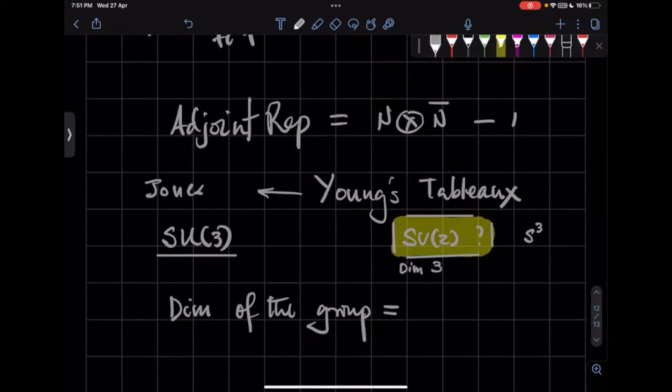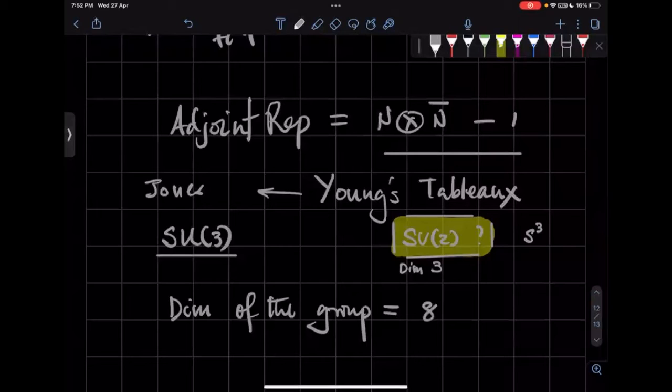So what is the dimension of SU3? Remember the formula that gave us the dimension of SU(N)? We just talked about it, just a second ago. The dimension of the group is equal to the dimension of the adjoint representation. So you just have to remember what the dimension of the adjoint representation is for SU3. 3 squared minus 1, right, which is implicit in this formula. So the dimension of SU3 is 8.